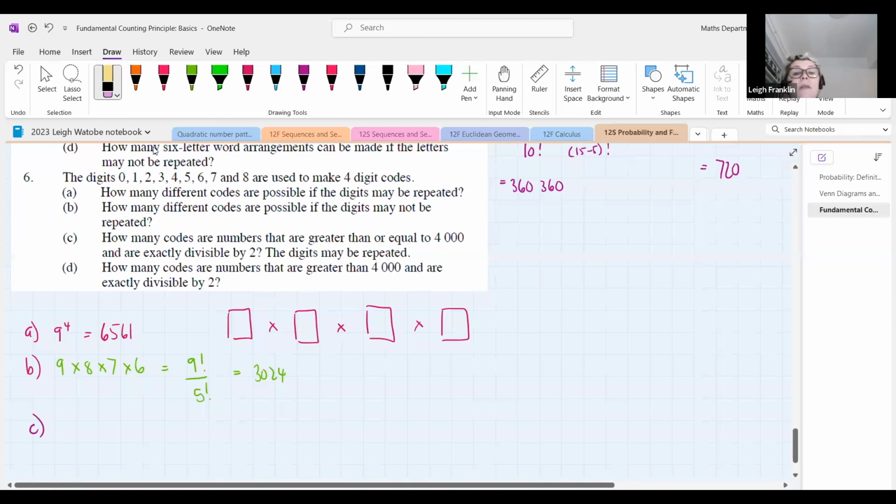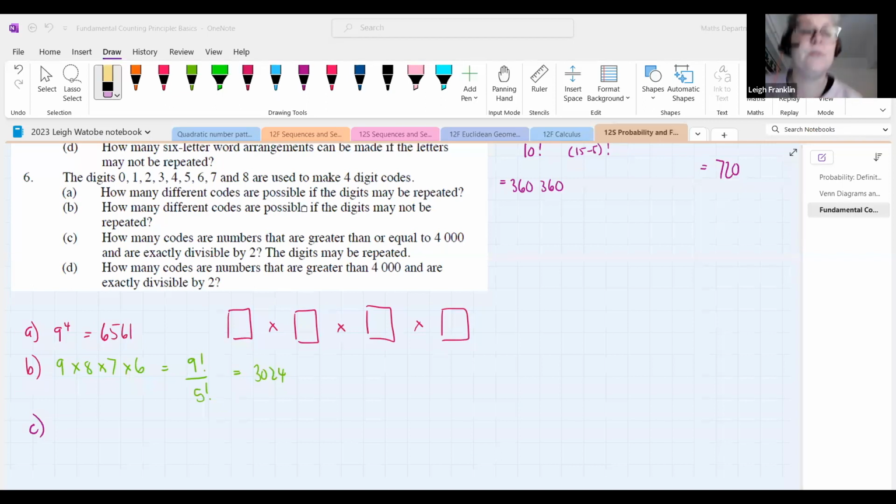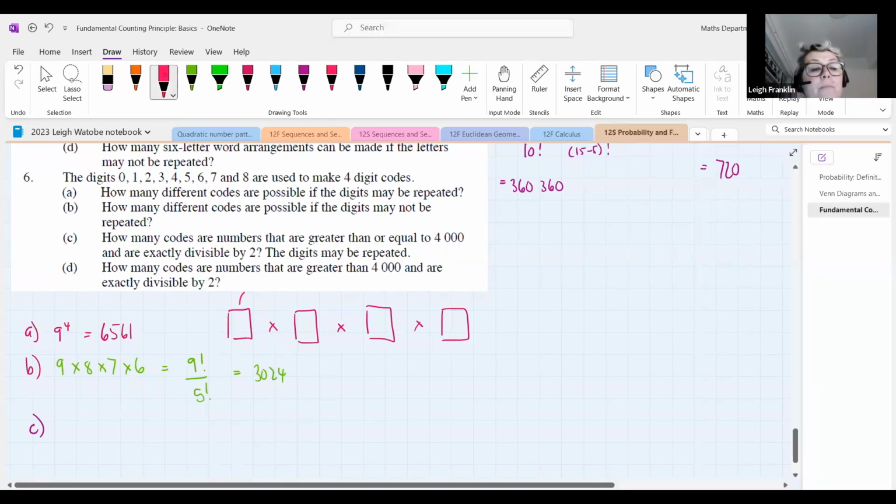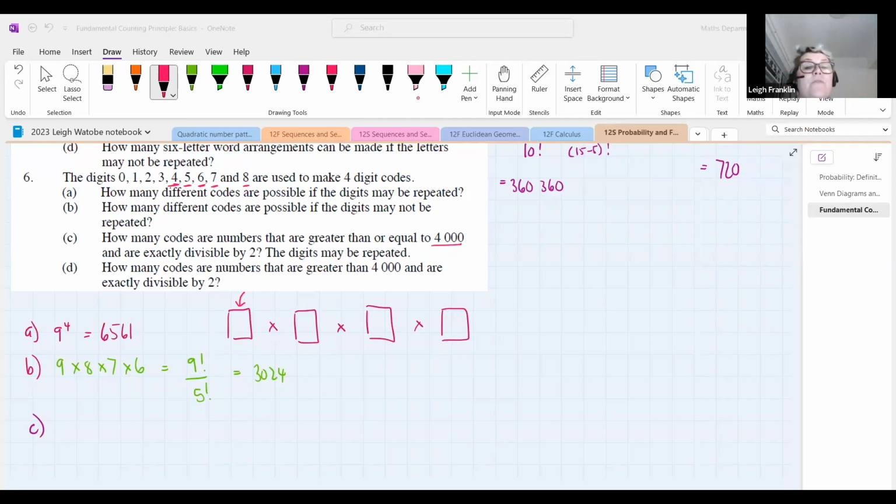Okay, so how many options? Let's do it like this. Fill in the first block. How many options do you have to go into block number 1? It has to be greater than 4,000, so it can only be a 4 or a 5 or a 6 or a 7 or an 8. It can't be a 0, a 1, a 2, or a 3, because it has to be greater than 4,000. So there are 5 options.